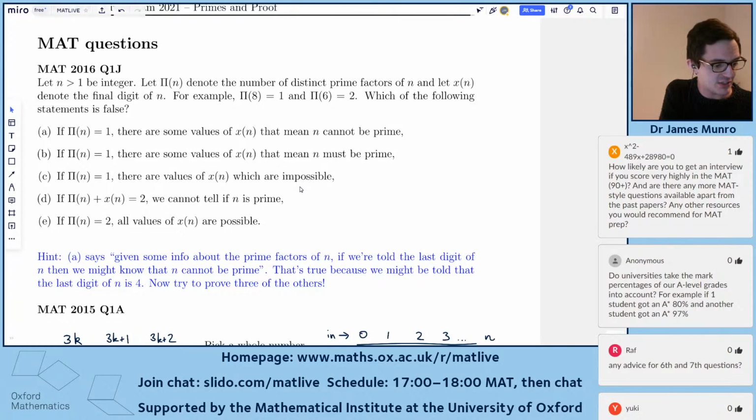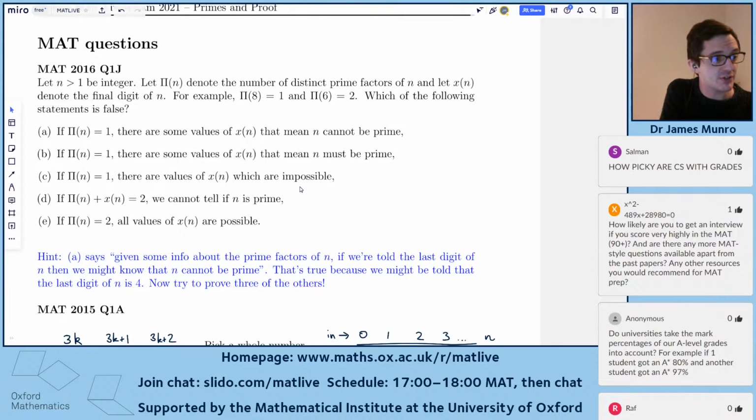How picky is CS with grades? That's a question for the CS department, I think. If you email the undergraduate admissions people at computer science, they'll let you know. I think the person was predicted A star B, so maybe check with them whether that's a big problem or not. I'm going to say ask the computer science department.